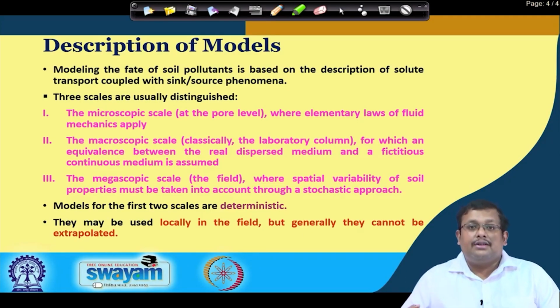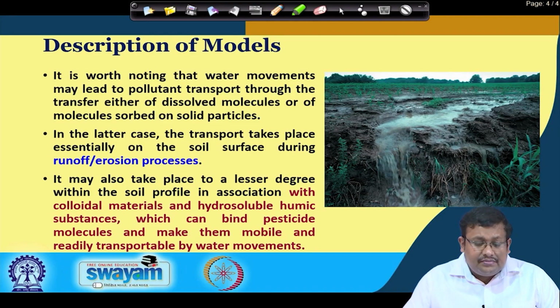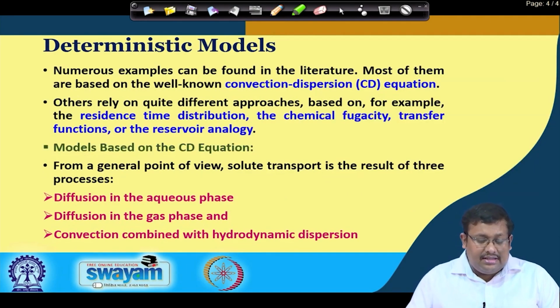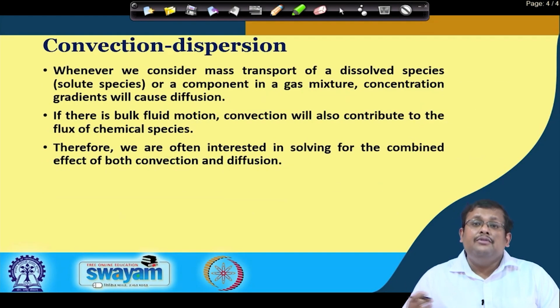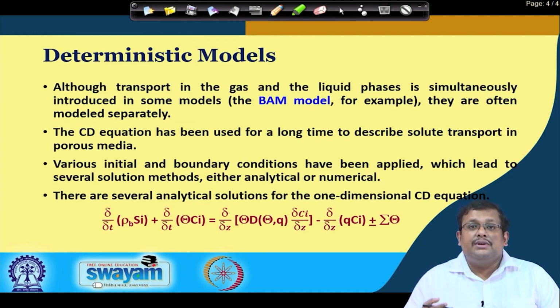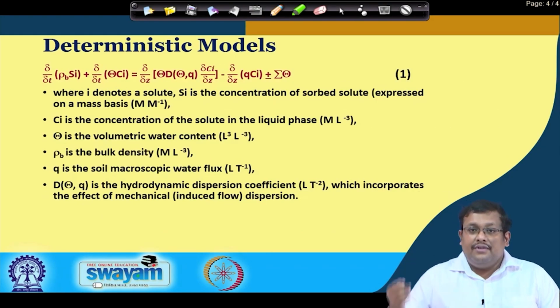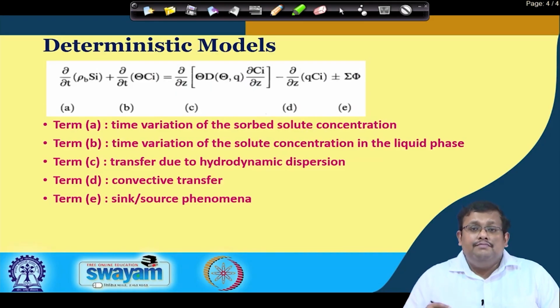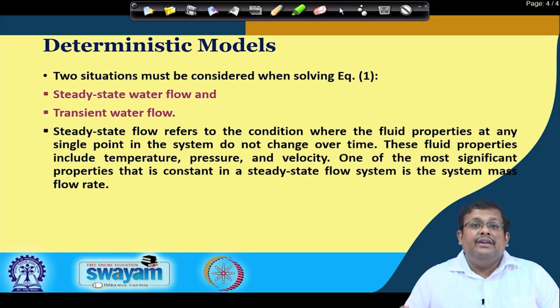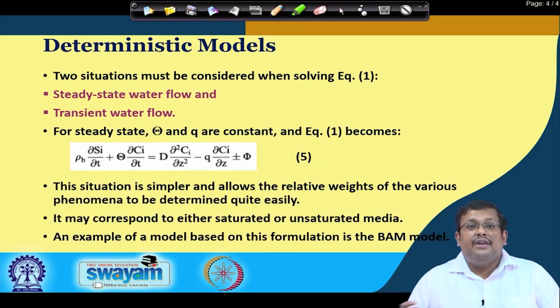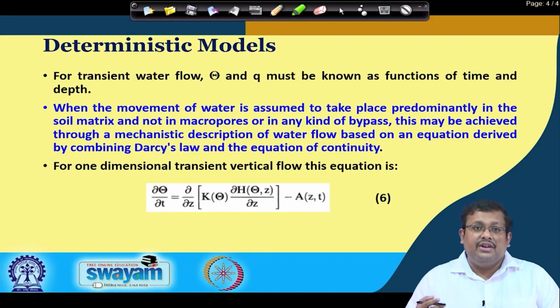Remember, the microscopic and macroscopic scales are basically deterministic in nature. Then we have described the different types of transport process for deterministic models. Then we have discussed the convection dispersion process, how they are coupled together, and based on this convection dispersion phenomena, how we can represent a model, the one dimensional CD equation. Then we have discussed the CD equation or convection dispersion equation. We have defined each of the terms. So, please go through this very carefully. Then we have also defined what is steady state flow and what is transient state flow. We have defined all these things.